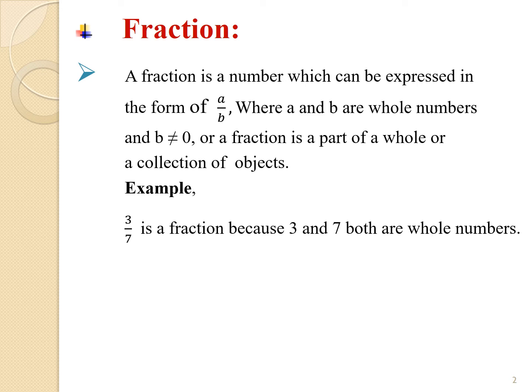Decimal fraction. A fraction whose denominator is any of the numbers, namely 10, 100, 1000, 10,000, etc., is called a decimal fraction. Vulgar fraction. A fraction whose denominator is a whole number other than 10, 100, 1000, 10,000, lakh, etc., is called a vulgar fraction. Example, 4 upon 9, 3 upon 13, 9 upon 108, etc.